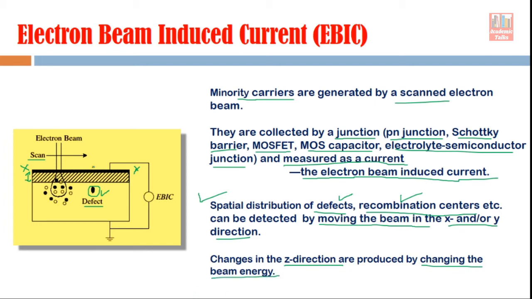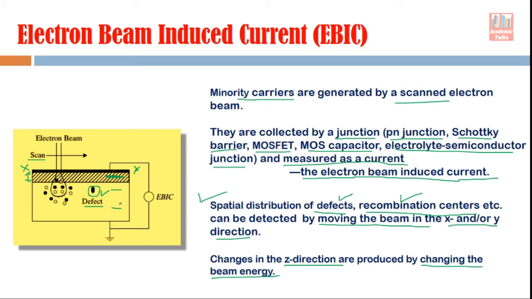So suppose we have a low beam energy of the electron beam. That low-energy beam will create some electron hole pair generation here near the surface. If we increase the energy of the beam, then we can go to the deeper part, and if we further increase the energy of the beam, we can go much deeper into the semiconductor material.